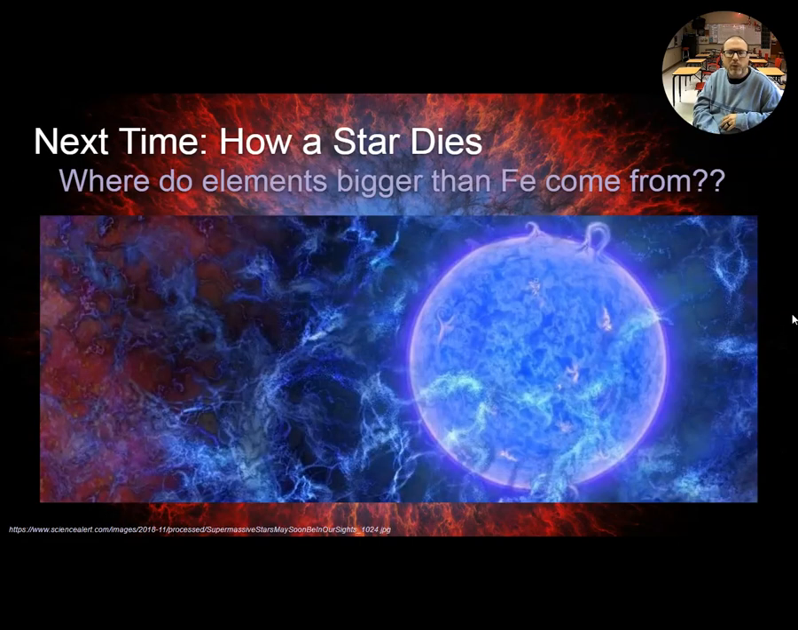And when we talk next time about how a star dies, we'll also answer the question, well, if elements up to iron are made in these red supergiant stars, what happens to cause all of the elements bigger than iron? And we'll answer that the next time.